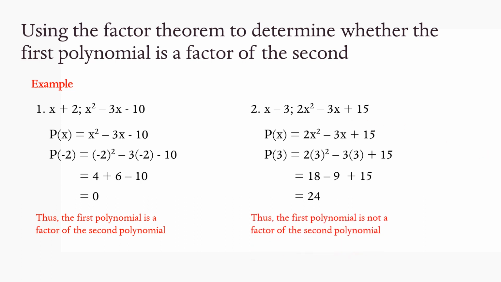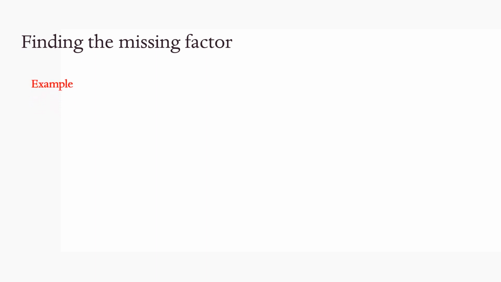Now, how do we find the missing factor? We have here an example. We have 5x squared minus 4x minus 33 equal to x minus 3 times another factor, and we don't know what the other or missing factor is. We can solve for the missing factor using synthetic division. Our divisor is x minus 3, so we will be using positive 3.